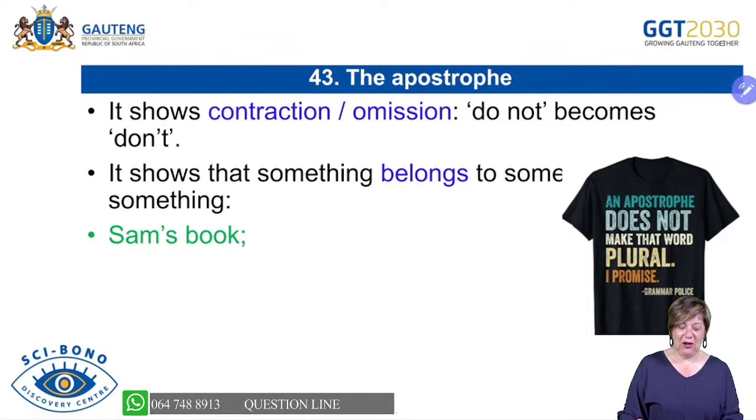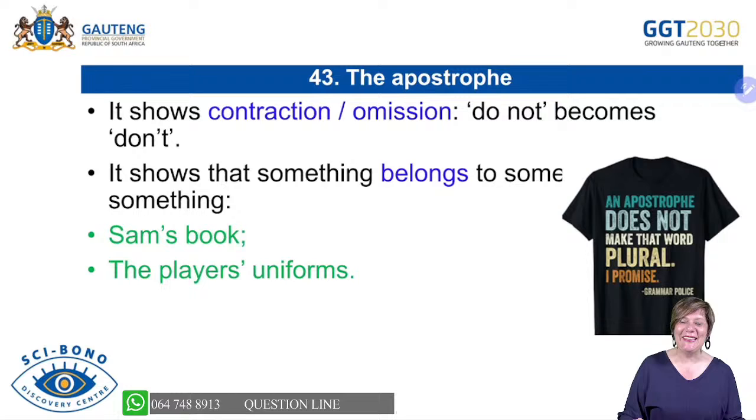So let me give you an example. We have Sam's book. Or, let's see if we can find another one. The players' uniforms. Remember, it's more than one player. It's players and it's their uniforms. And that's why the apostrophe is after the S.